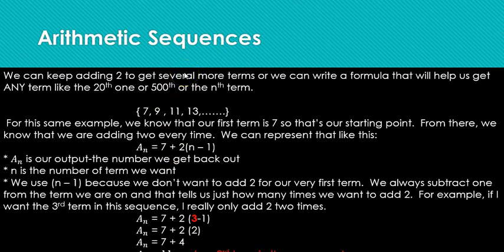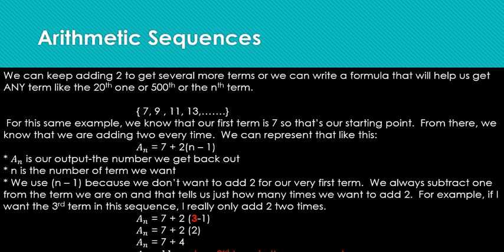We can keep adding 2 to get several more terms, or we can write a formula that will help us get any term, like the 20th one, or the 500th, or the nth term. For this same example, 7, 9, 11, 13, we know that our first term is 7, so that's our starting point. From there, we know that we are adding 2 every single time.